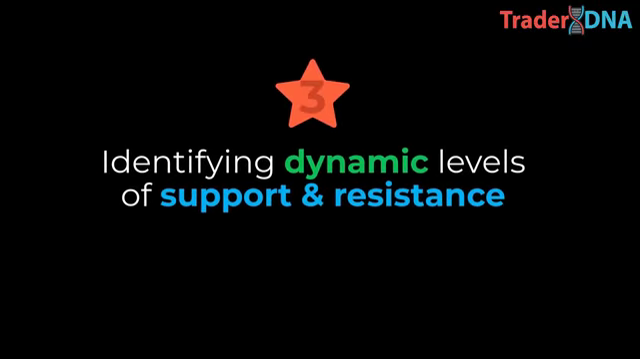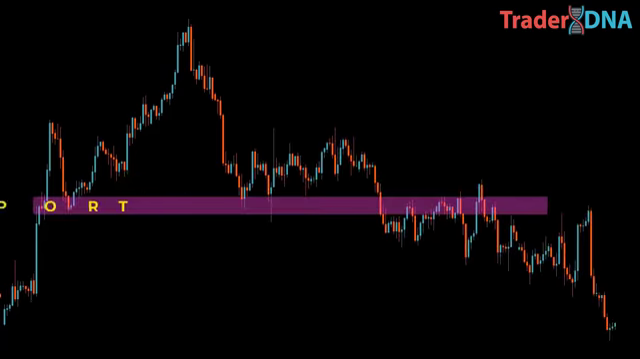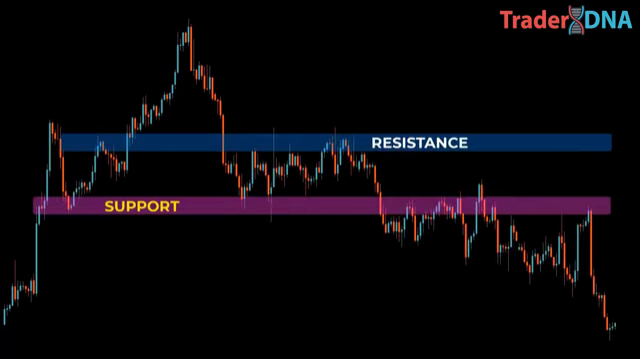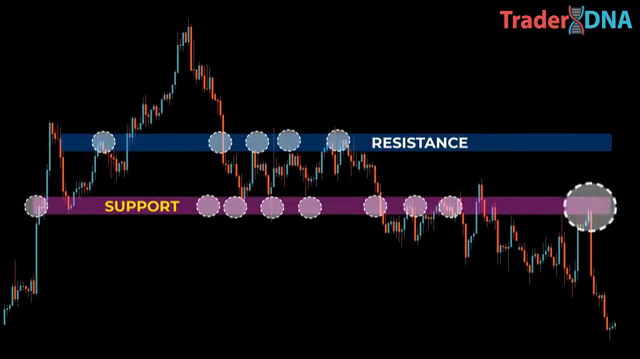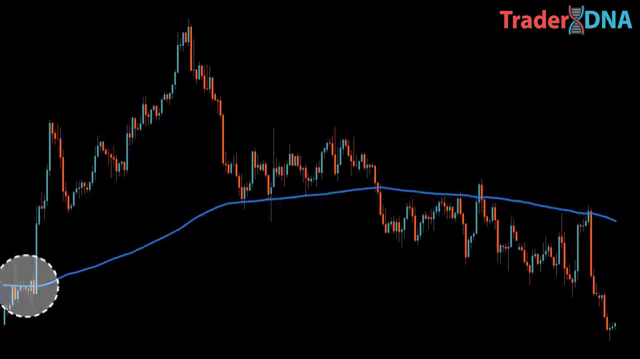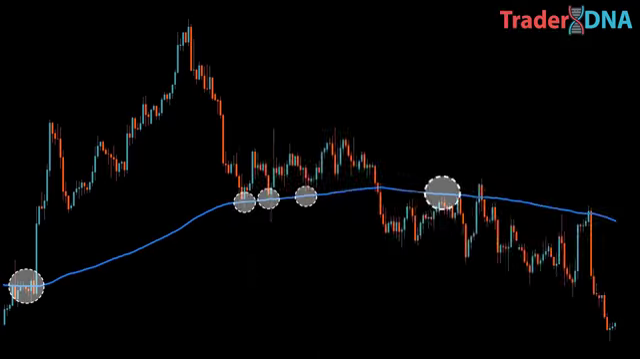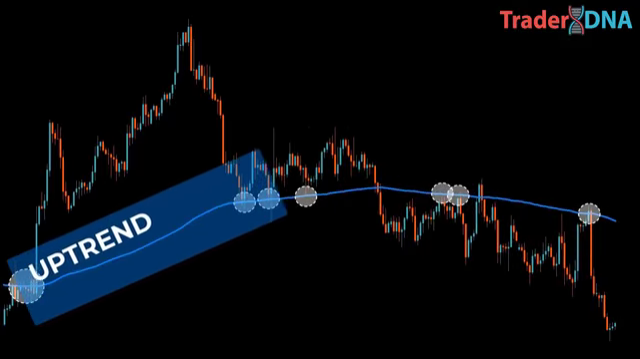We are now moving on to one of the most important uses of the moving average, identifying dynamic levels of support and resistance. When we talk about support and resistance in traditional terms, we refer to fixed price levels where the price is expected to reverse. However, moving averages can act as dynamic levels of support and resistance, meaning they adjust and move with the price action over time. In an uptrend, the price tends to stay above the moving average.